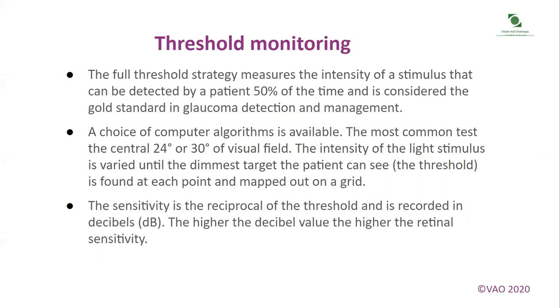The intensity of the light stimulus is varied until the dimmest target the patient can see, that is, the threshold, is found at each point and mapped out on a grid. The sensitivity is the reciprocal of the threshold and is recorded in decibels, dB. The higher the decibel value, the higher the retinal sensitivity.